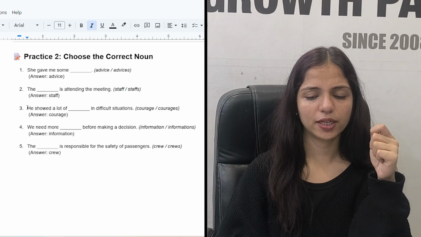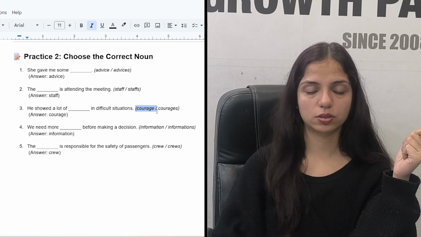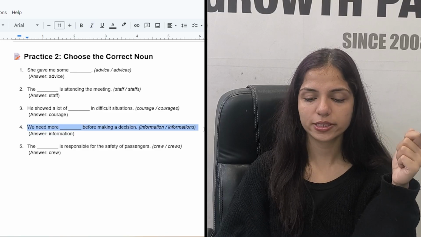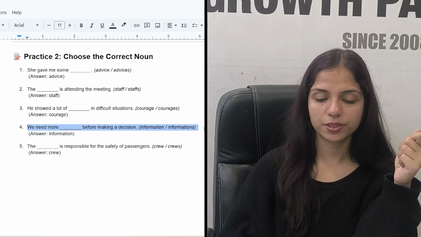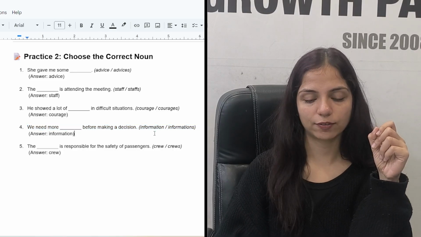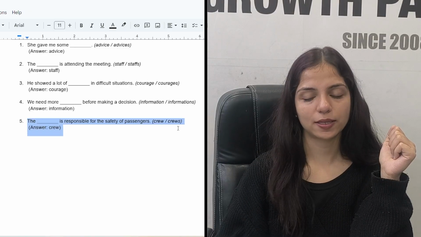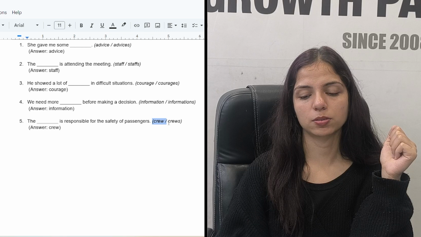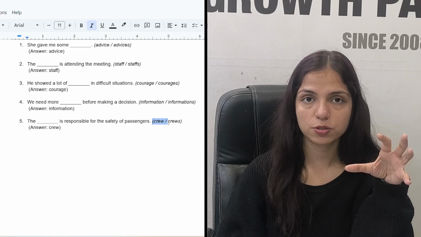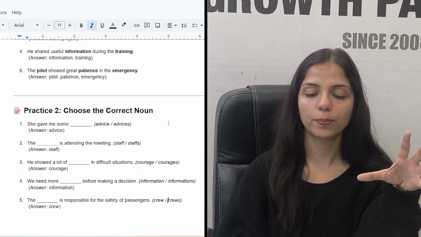He showed a lot of dash in difficult situations. Obviously courage. We cannot say courageous. We need more dash before making a decision. Obviously information. This is also common sense here. When we talk about something which cannot be counted, we will not put S after it. Okay. The dash is responsible for the safety of the passengers. The crew is responsible. When I'm talking about crew, it's already a group of people somewhere. So the crew is responsible. It means the group of people is responsible there. Again, it's a common noun.